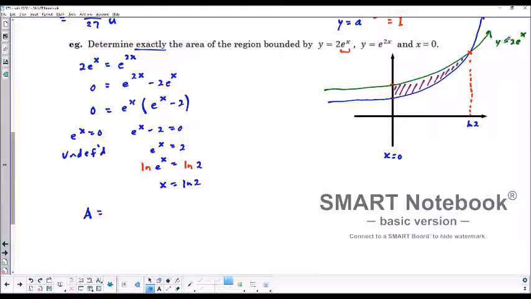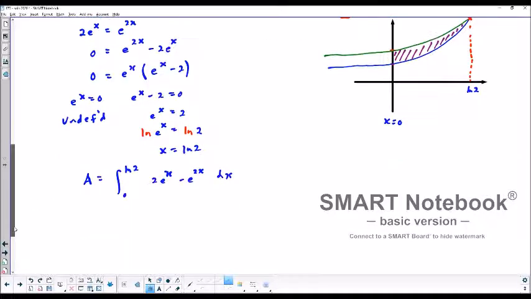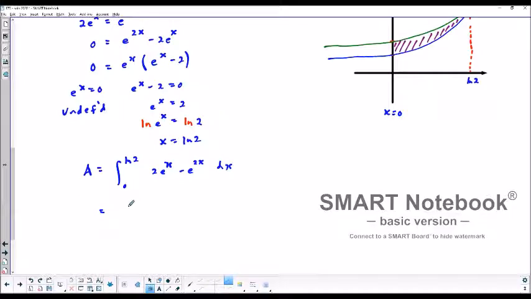We know that y equals 2e to the x is the graph that's above the other graph. So we're going from 0 to the natural logarithm of 2, and it's going to be 2e to the x minus e to the 2x dx. Okay, so we can just integrate those, find the antiderivatives of those.